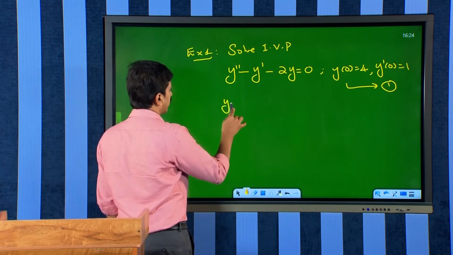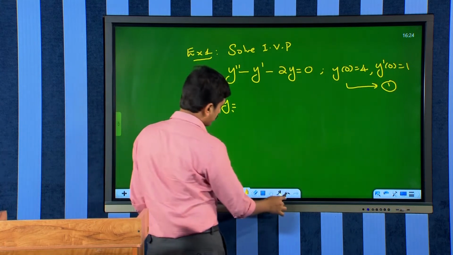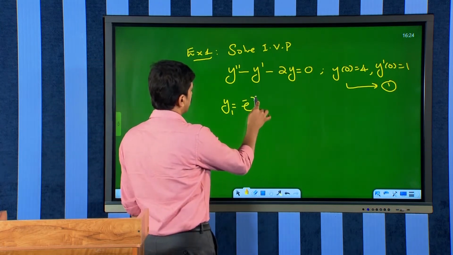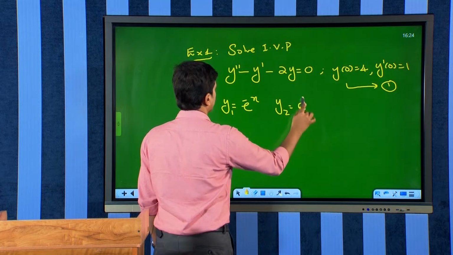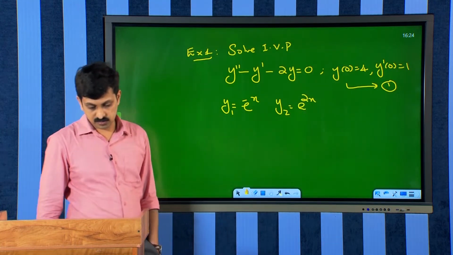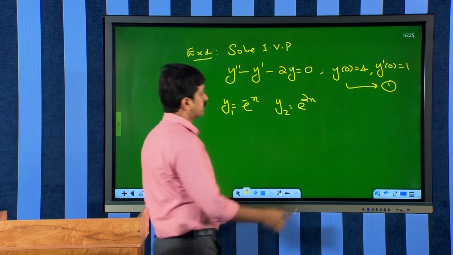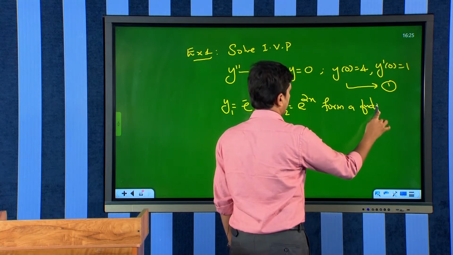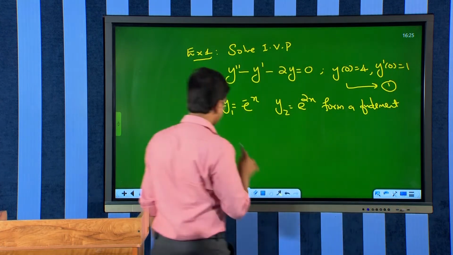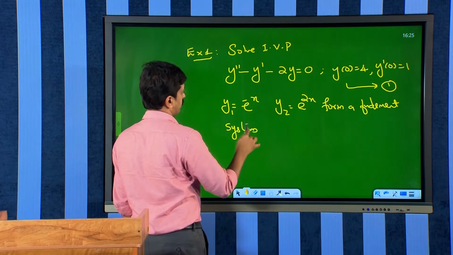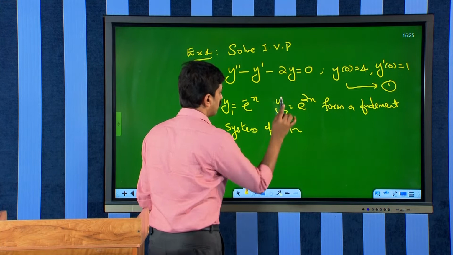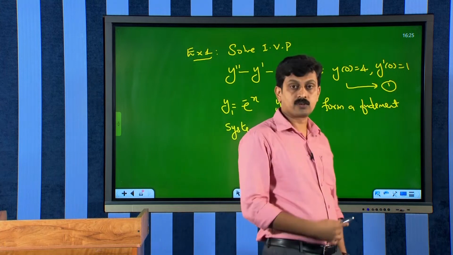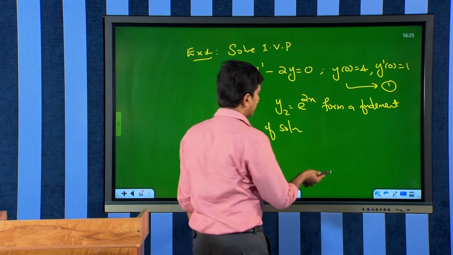Say y1 is equal to e raised to minus x, y2 equal to e raised to 2x. Form a fundamental system of solution on the interval, a fundamental system of solution in a particular interval where y1 and y2 are defined, of a differential equation.